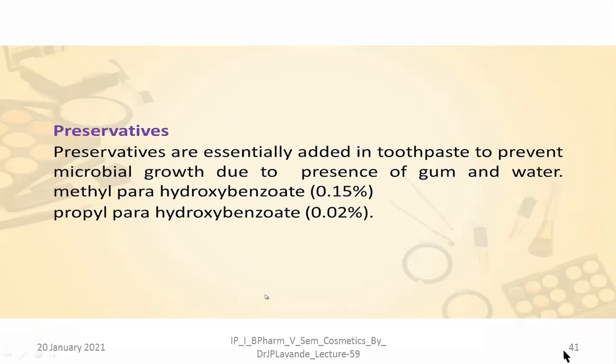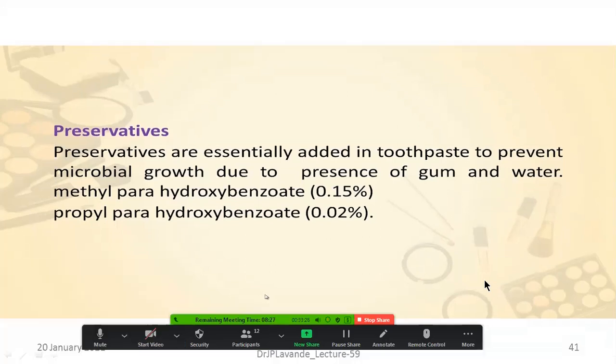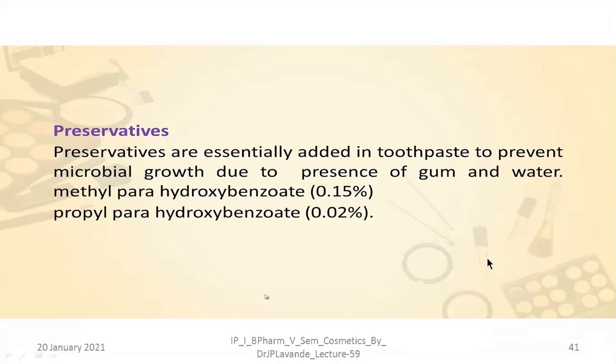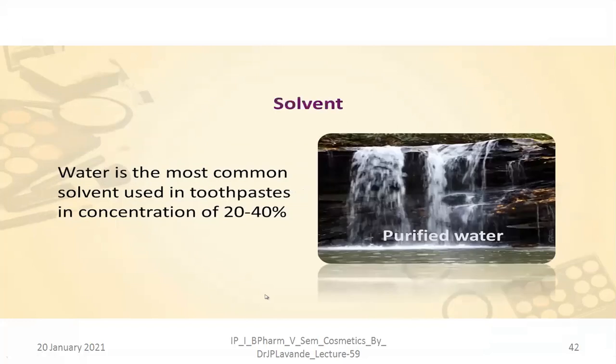Preservatives are most important in order to prevent microbial growth, and these are added in toothpaste to prevent microbial growth due to the presence of gum and water. Examples of preservatives are parabens, methyl parahydroxybenzoate and propyl parahydroxybenzoate, which are generally added in concentrations of 0.15% and 0.02% respectively.